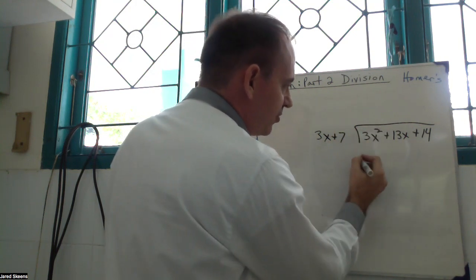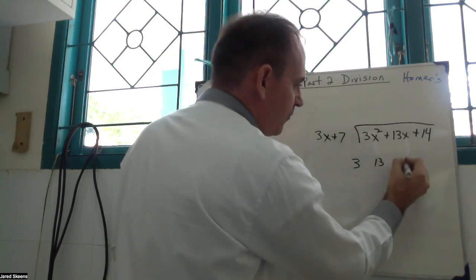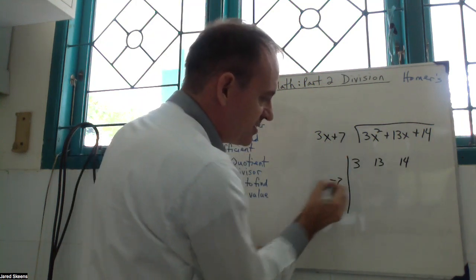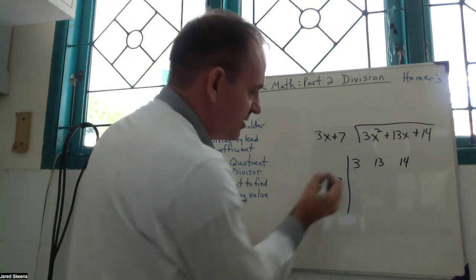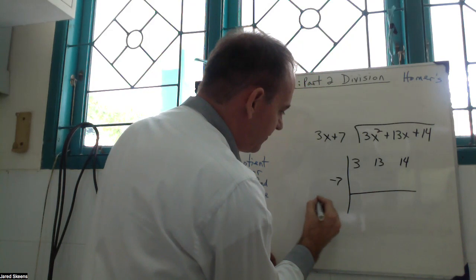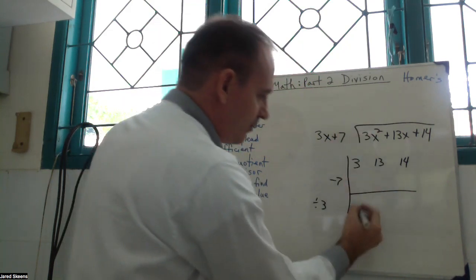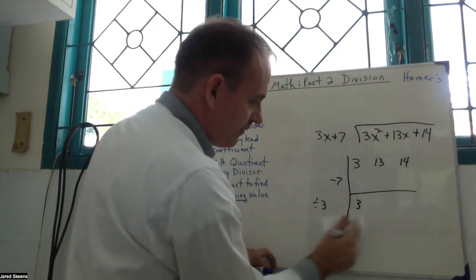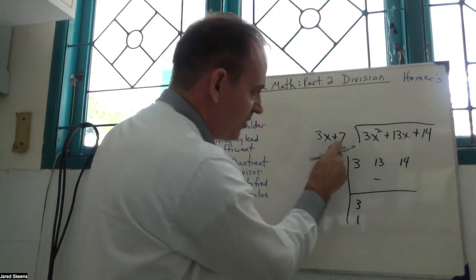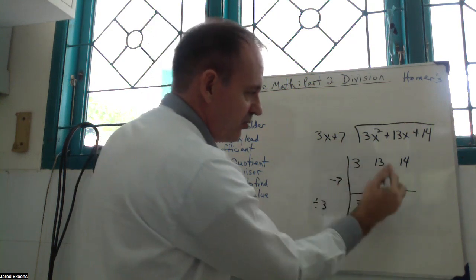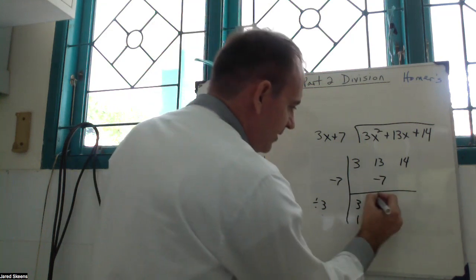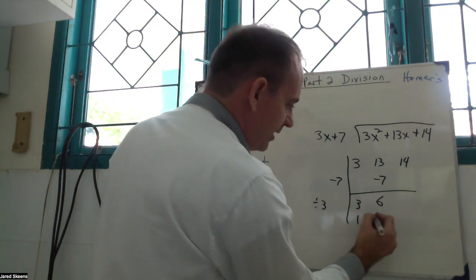So notice again, use your coefficients, 3, 13, 14, draw your line, bring down your first term, change the sign. We're reallocating the subtraction, so we make it -7. Bring down your lead coefficient, make it divide by 3. So here we bring down our first term of 3. We divide it by 3, we get 1. 1 times -7 is -7. Notice it's 2 terms deep, so we go 2 terms into our dividend. 13 minus 7 is 6. Divided by 3 is 2.